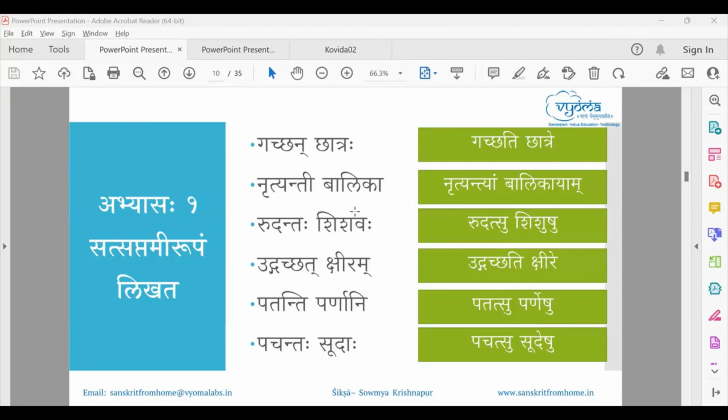Udgachat kshiram. When the milk comes to the surface, when it's boiling. Yes. When the milk boils over. Udgachati kshire. Patanti parnani. When the leaves are falling. Or patatsu parneshu. Patatsu parneshu. Yes.